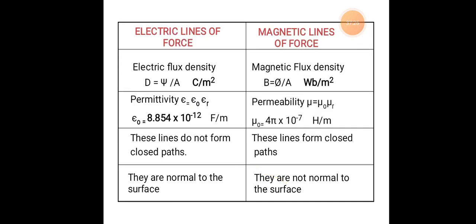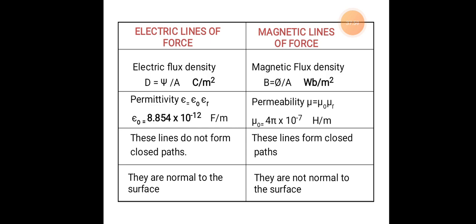In electric lines of force, electric flux density D is equal to electric flux per area. In magnetic lines of force, magnetic flux density is magnetic flux per area. The unit is Weber per meter square.